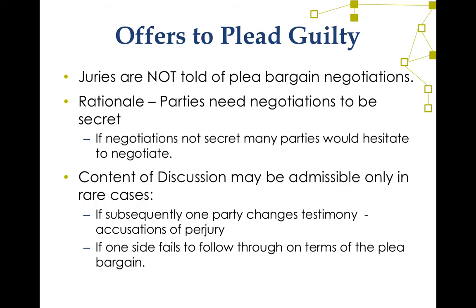Juries are also not told of any plea bargains, whether or not someone was offered an opportunity to plead guilty, or whether or not they sought an opportunity to plead guilty. The rationale here is that parties need negotiations to be secret. If they weren't secret, many parties would hesitate to negotiate. The content of the discussion could be admissible in rare cases if subsequently one party changes testimony, and then you could basically argue that they're perjuring themselves, or if one side fails to follow through on terms of a plea bargain.